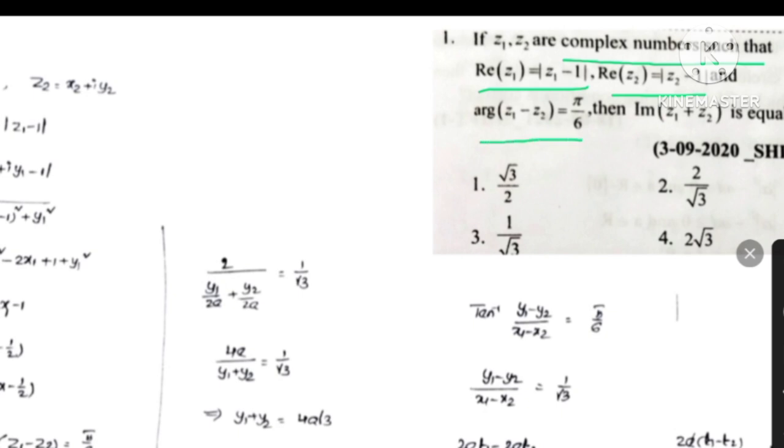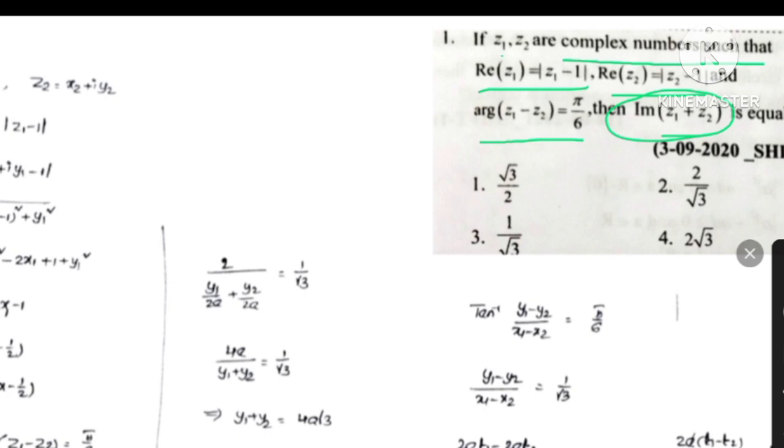The question is, if Z1, Z2 are two complex numbers such that real part of Z1 is equal to mod Z1 minus 1 and real part of Z2 is equal to mod Z2 minus 1 and arg of Z1 minus Z2 is equal to pi by 6, then what is the value of the imaginary part of Z1 plus Z2? Okay, so here what is the given condition in the question?